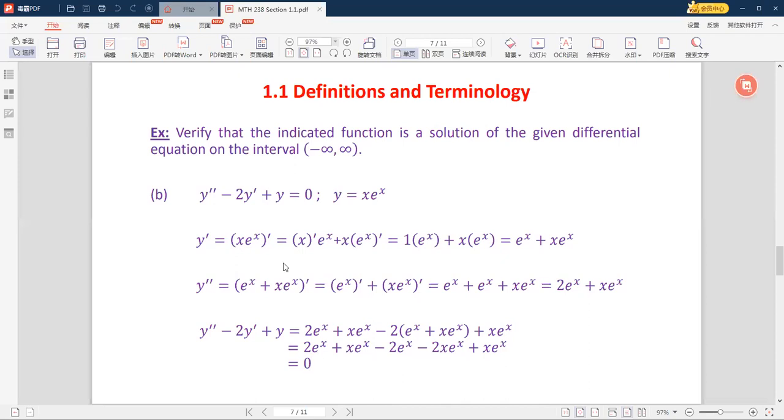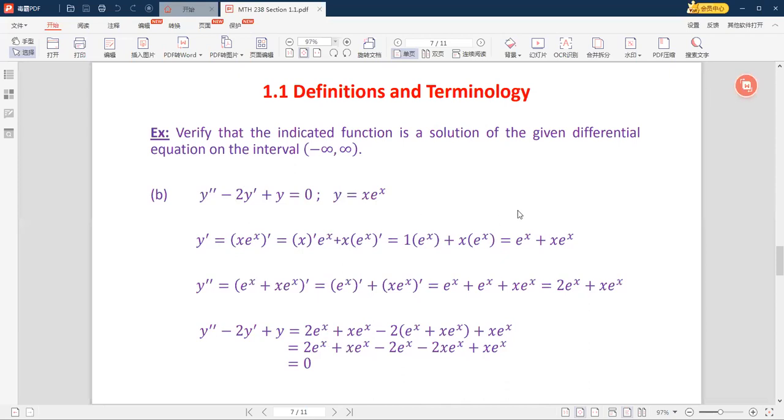So that's what happens on the right. So that means the equation holds for this function. So we verify that this function x times e to the x satisfies this equation. So it is a solution to the equation.